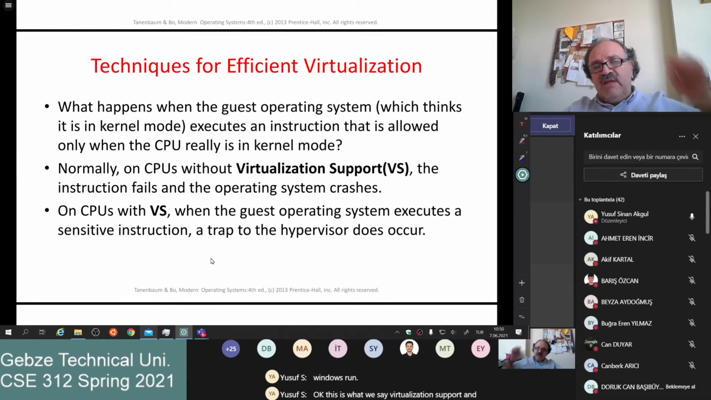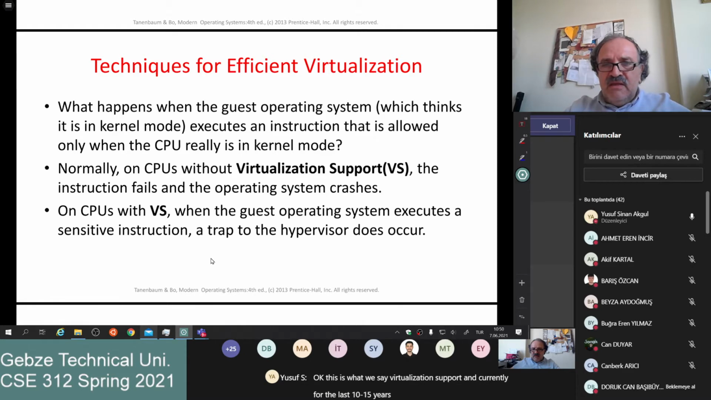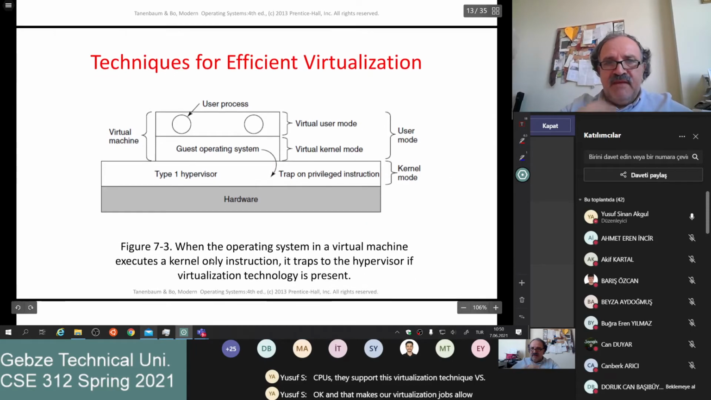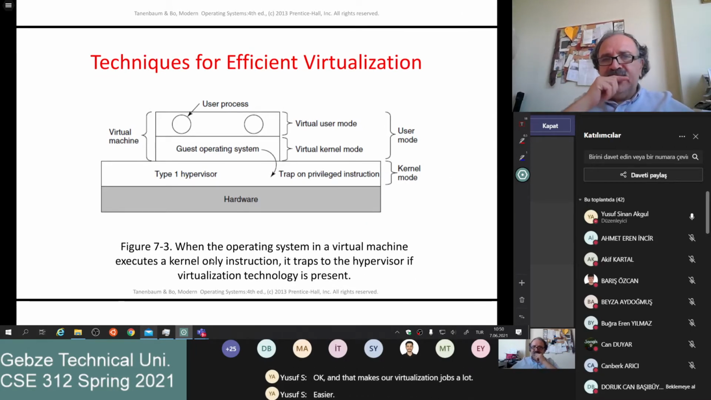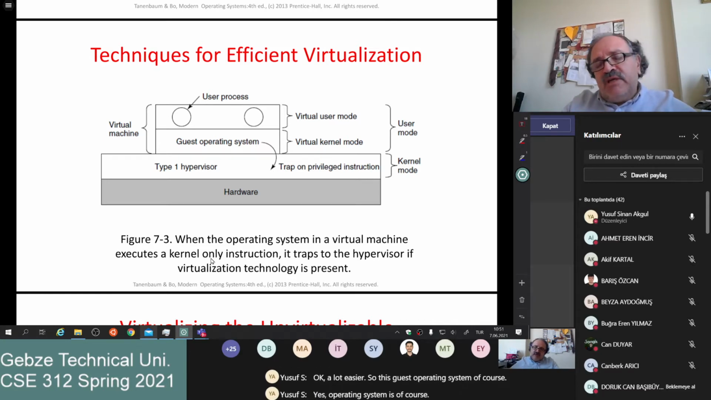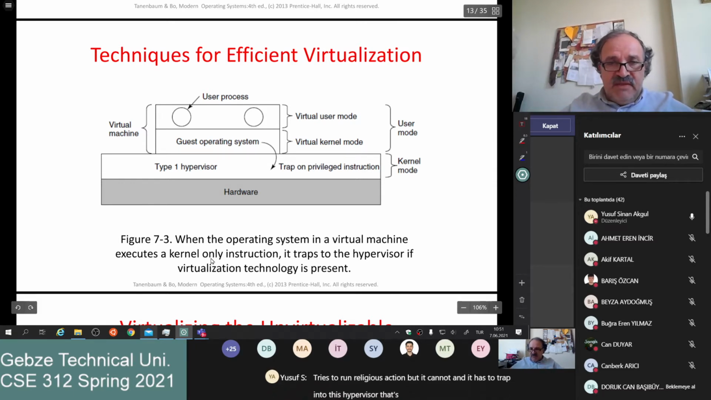And for the last 10-15 years, our main CPUs, Intel CPUs and AMD CPUs, support this virtualization technique, VS. That makes our virtualization jobs a lot easier. So this guest operating system tries to run a privileged instruction, but it cannot, and it has to trap into the hypervisor. We do this with the help of the hypervisor.